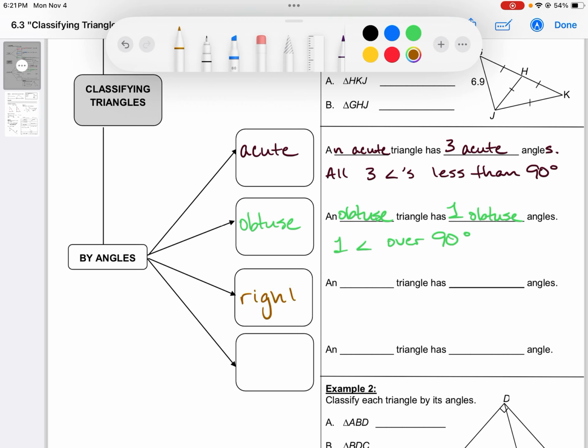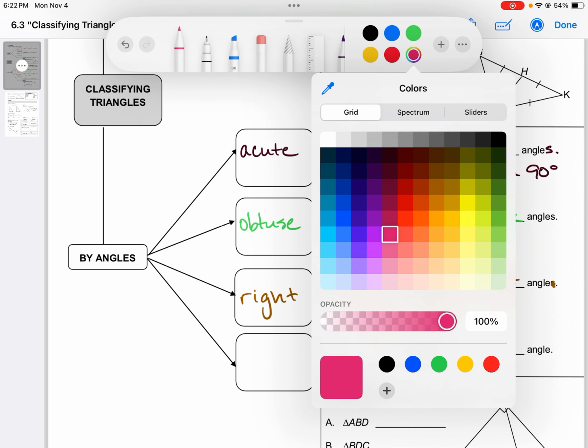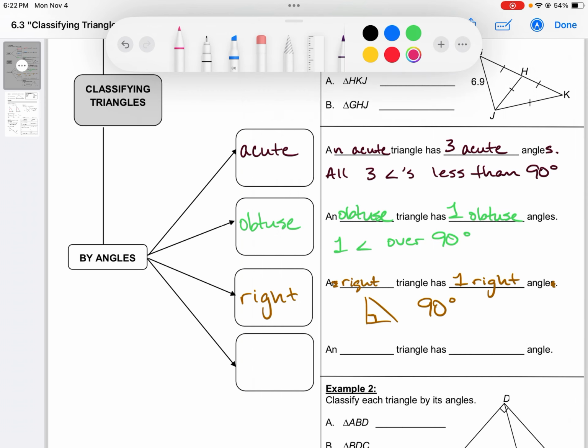Our next type is our right triangle, which you're probably familiar with. A right triangle has one right angle, and it is 90 degrees. It has one 90-degree angle, so that's what you're used to seeing, where it's got a 90-degree angle.